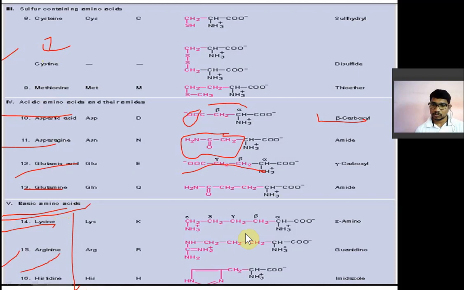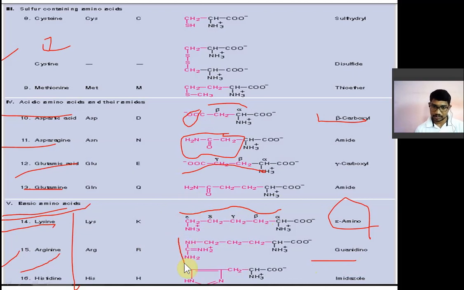Next one is arginine. Arginine has a guanidino group. Guanidino means NH, C double bond NH, NH2, NH, C double bond O. This is known as a guanidino. Remember, arginine has guanidine. What does histidine have? Histidine has an imidazole ring. What is in the side chain of histidine? Imidazolyl methyl ring. You have to remember this.